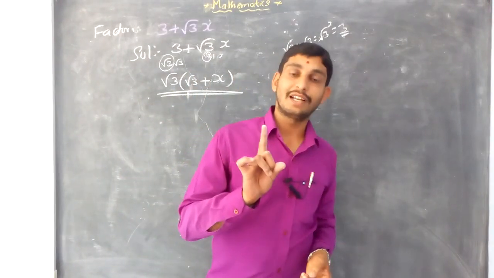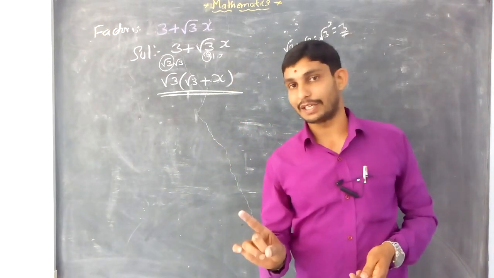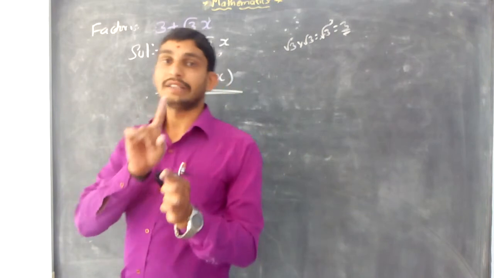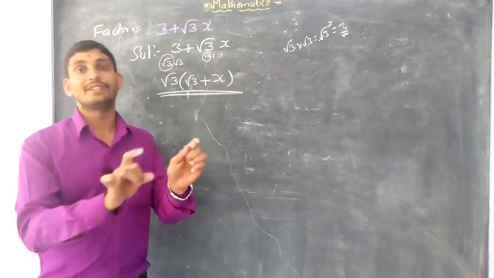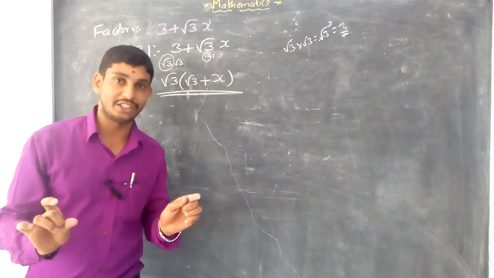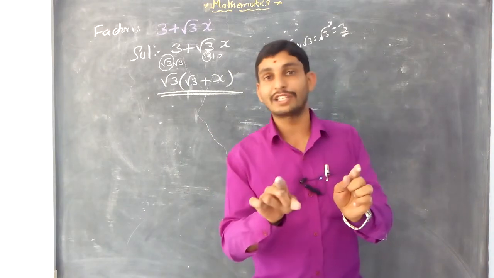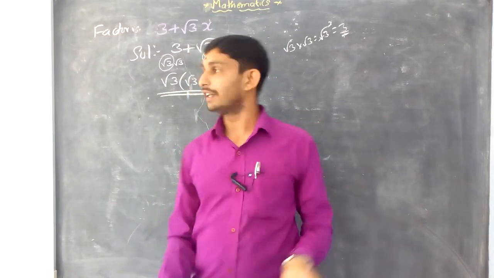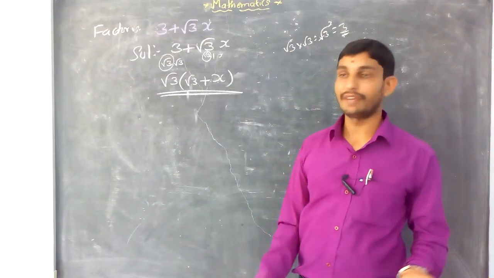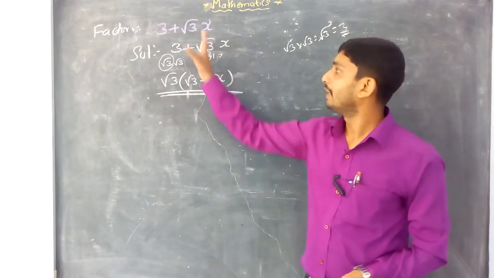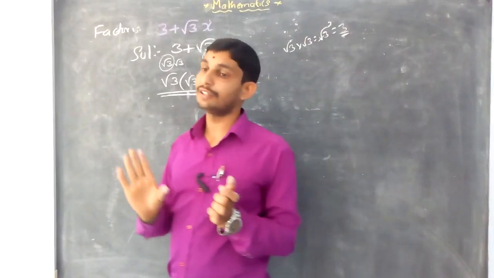Once again I will recall what is factorization. It is the reverse process of multiplication. Writing 3 into 2 equals 6 is called multiplication. Writing 6 equals 3 into 2 is called factorization. So writing an algebraic expression as product of two or more expressions is called factorization. Finding what into what it can be written as, we call factorization. These two we call factors. When the multiplication sign has come in between, the factorization is finished.